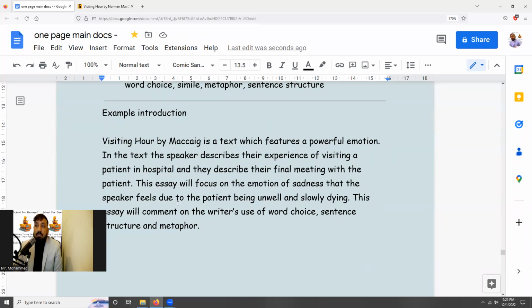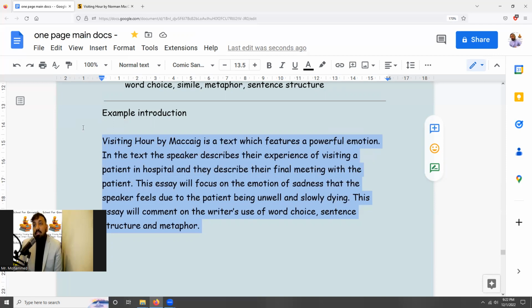And if you notice, we have a very nice introduction, which I'll read for you. Visiting Hour by McCaig is a text which features a powerful emotion. In the text, the speaker describes their experience of visiting a patient in hospital, and they describe their final meeting with the patient. This essay will focus on the emotion of sadness that the speaker feels due to the patient being unwell and slowly dying. This essay will comment on the writer's use of word choice, sentence structure, and metaphor.